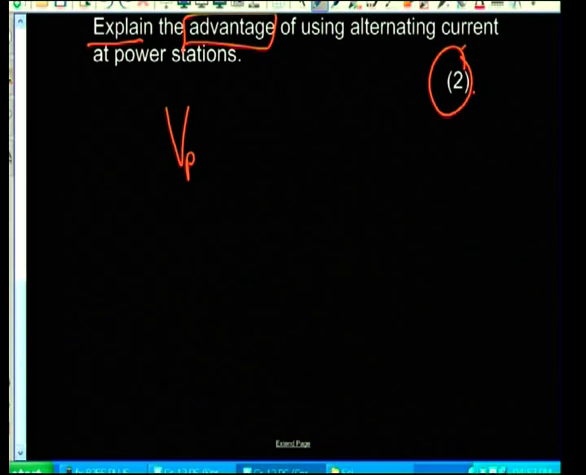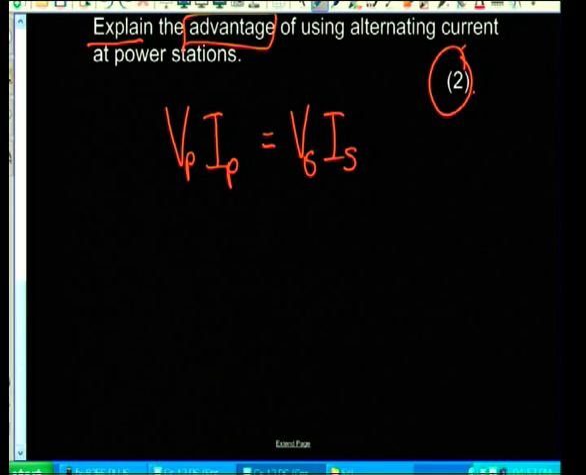And if we remember from grade 11, when we looked at transformers, VI in the primary is equal to VI in the secondary part of a transformer. If I make the current really small, I can make the voltage really big. So we can increase the voltage. We can only do that with an alternating current. An alternating current, we can transform. We can increase the voltage in order to decrease the current to lose less power in the transportation of it.